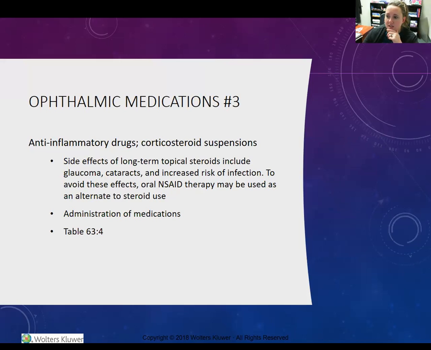So I would review chart 63-4, instilling eye medications. I know you guys have checked off on this in Skills Lab. I helped a lot of the ALTIS people check off on this last year, so I know you know how to do it, but just review it.